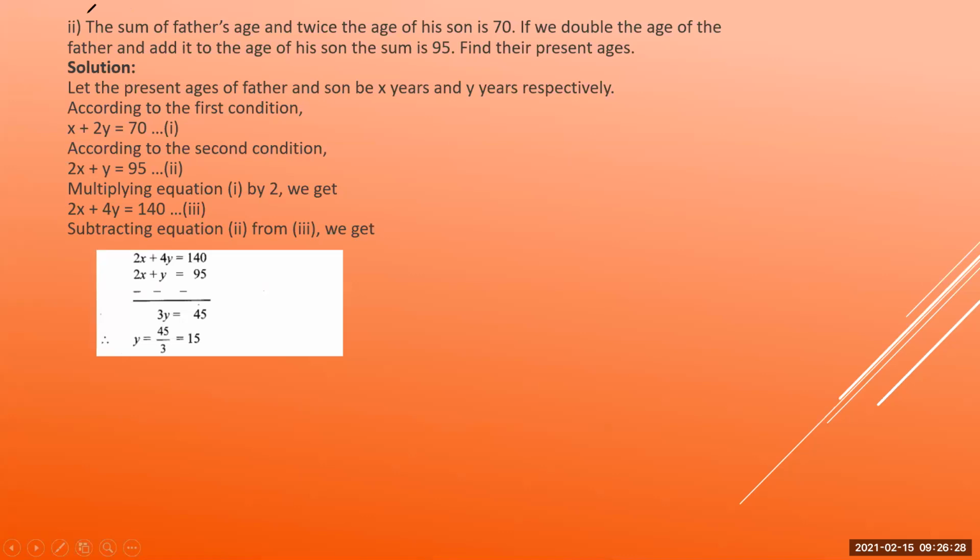Thank you, miss. Okay, so look at this one. The sum of father's age and twice the age of his son is 70.